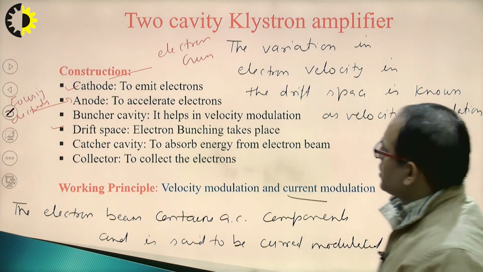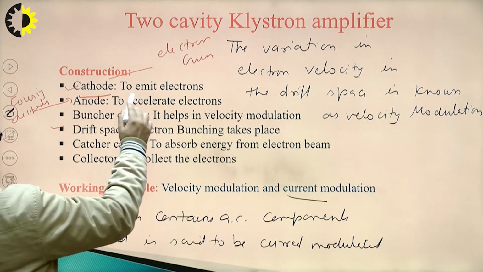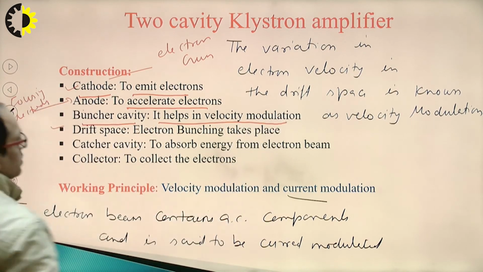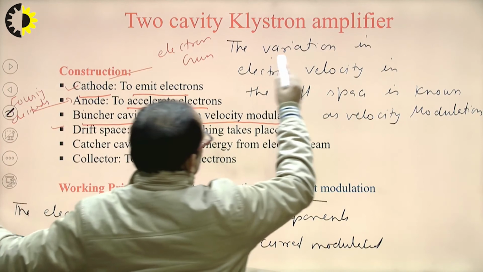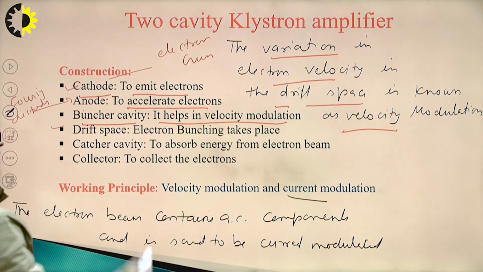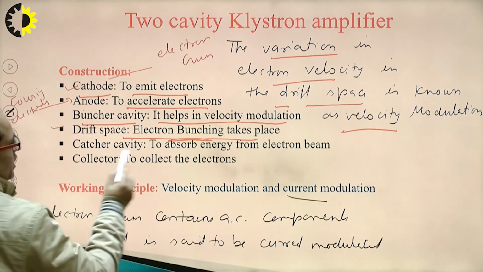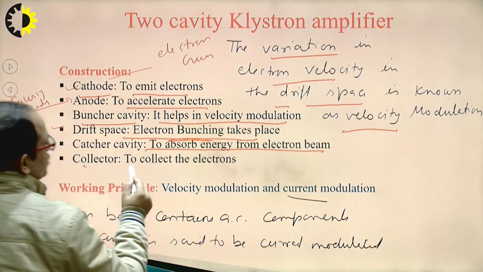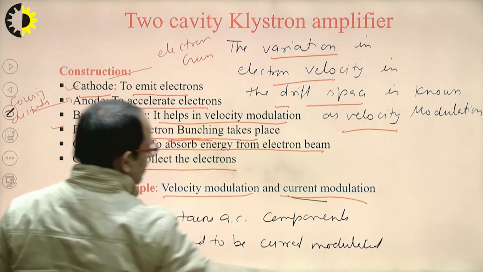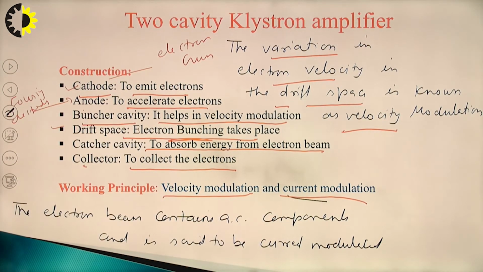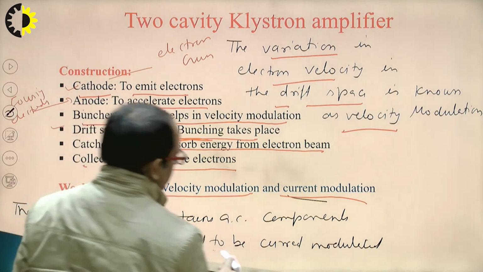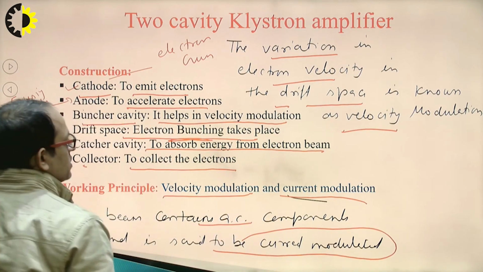Now see the construction: the cathode to emit electrons, the anode to accelerate electrons, the buncher cavity, which helps in velocity modulation. Velocity modulation is the variation in electron velocity in the drift space. The drift space is where the electron bunching takes place. The catcher cavity absorbs the energy from the electron beam, and the collector collects the electrons. Clear? So the basic principle is velocity modulation and current modulation. An electron beam containing an AC component is said to be current modulated. So why is the electron beam known as current modulated? It contains the AC component.